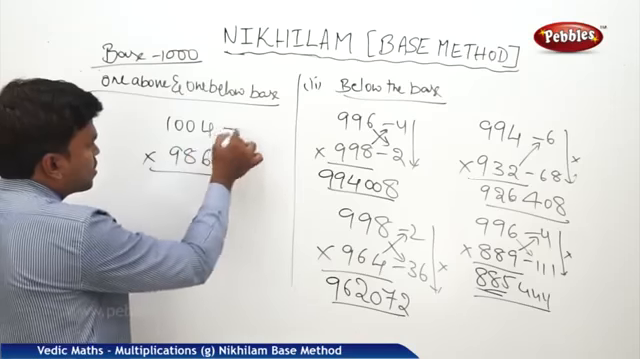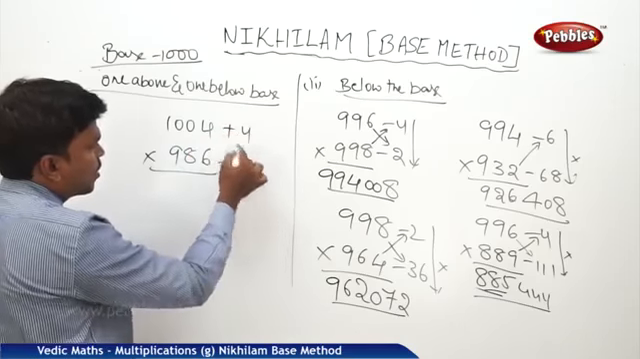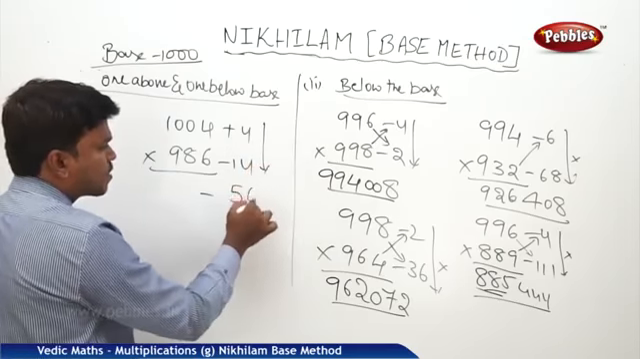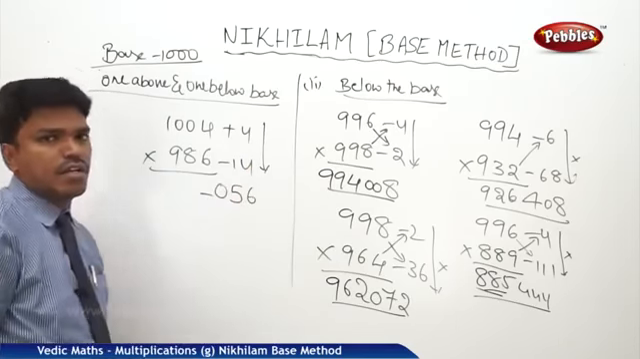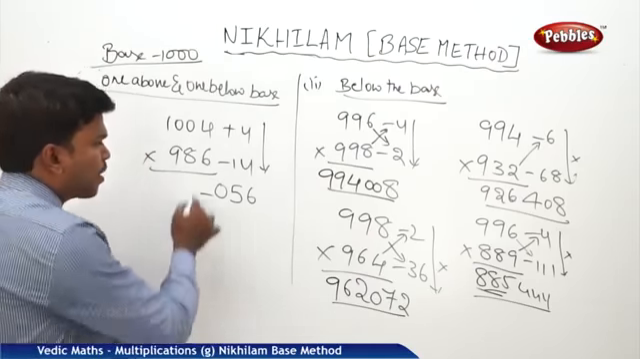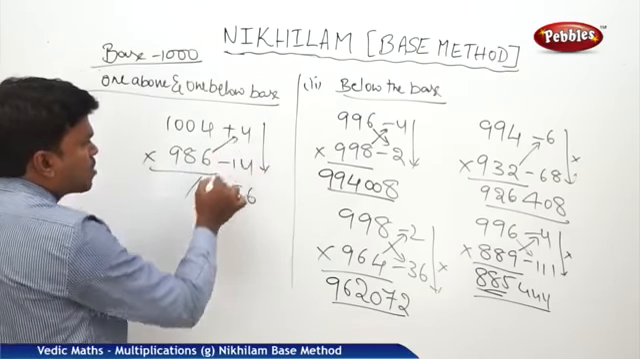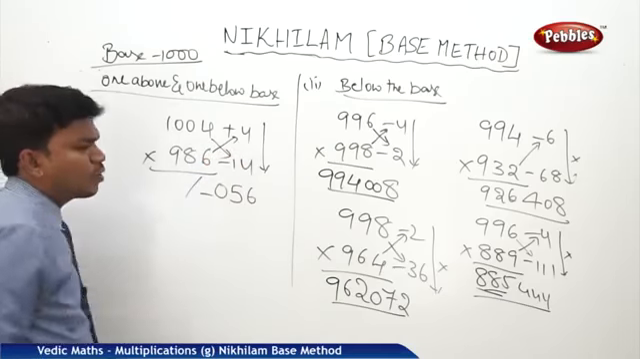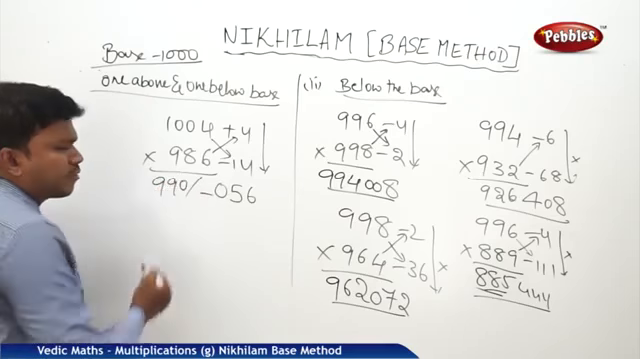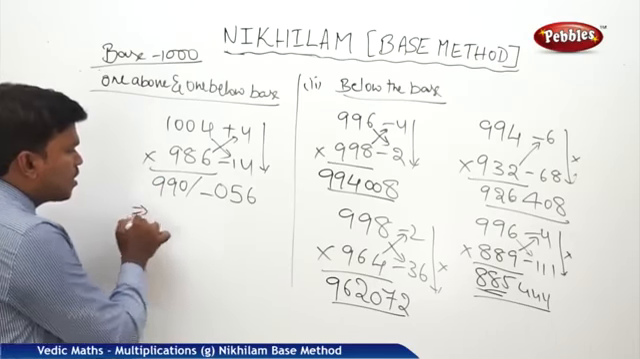Now let us take some 1004 into 986. I want to multiply. This is plus 4 and this is minus 14. Plus into minus anyway will give minus. 14 4s are 56, but it is 056. Okay, why? Because the right side part should consist of 3 digits. Now put a bar here. Cross addition or cross subtraction, both will give the same answer. 986 plus 4 is 990. Now what is the answer here?